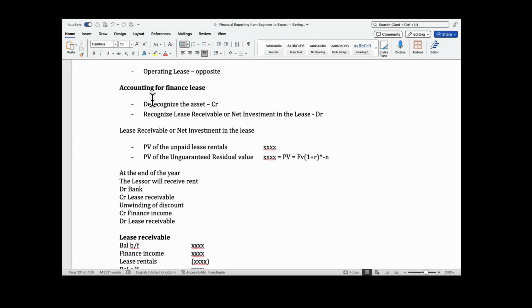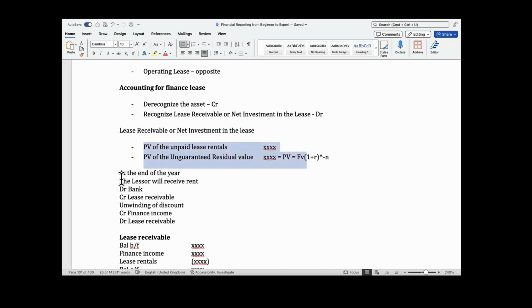You see, the first thing the lessor would do is to remove the asset from his books, because a finance lease is very close to, as good as, a sale, even though technically he hasn't sold the asset. So he derecognizes the asset from his books, and he will recognize the lease receivable or a net investment in the lease. The lease receivable or net investment in the lease is computed by determining the present value of unpaid lease rentals and also adding the present value of unguaranteed residual value. We explained all of this to you.